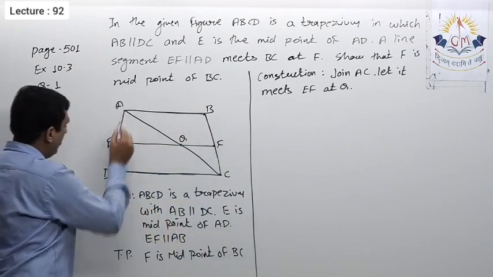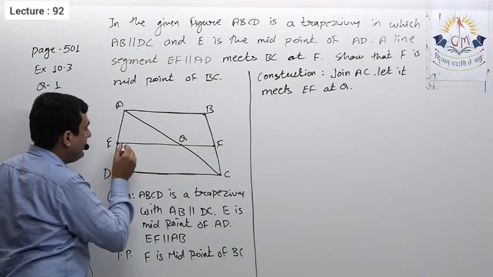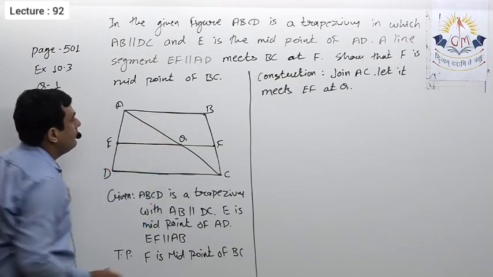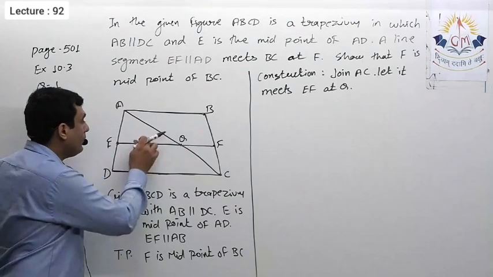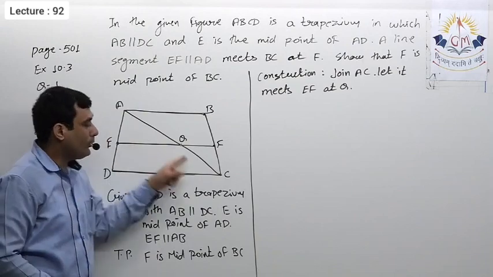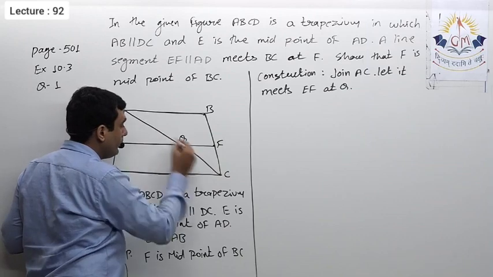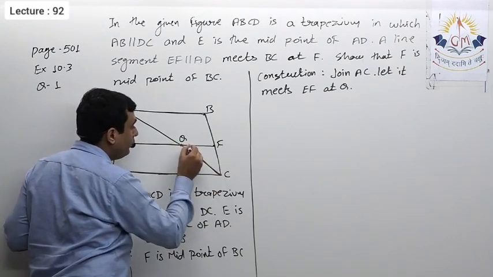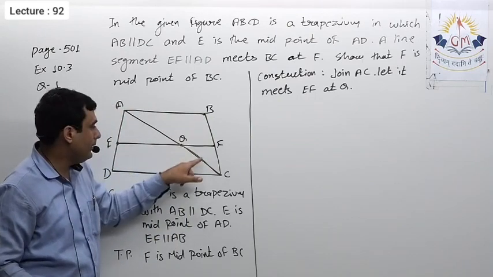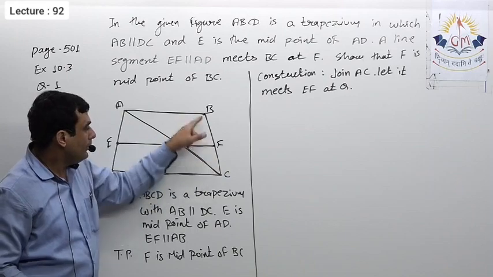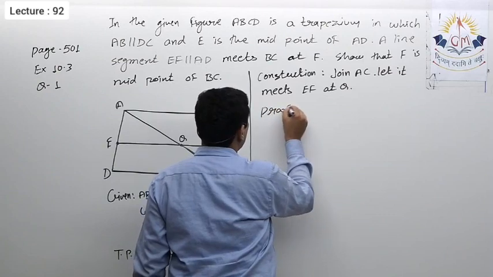Now see, in triangle ADC, E is midpoint of AD and EQ parallel AB, because EF parallel AB, so I can say EQ parallel AB. So by converse midpoint theorem, I can say Q will be midpoint of AC. Now in triangle ABC, Q is midpoint of AC and QF parallel AB, because EF parallel AB. So again by converse midpoint theorem, F will be midpoint of BC. So let us see proof.